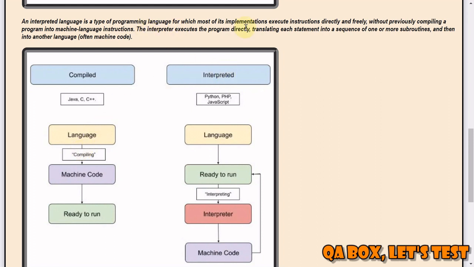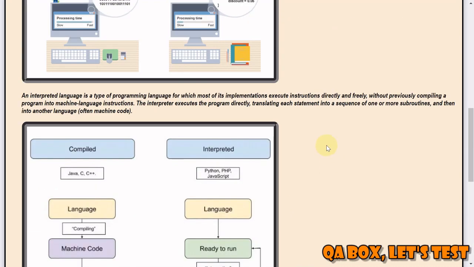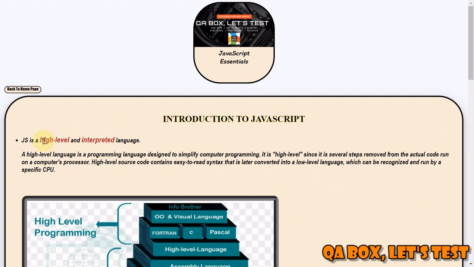All right. So in the definition, we see that without previously compiling a program into machine language instruction, the interpreter executes the program directly, translating each statement into a sequence of one or more subroutines and then into another language, often machine code. All right, something like this. Again, one more diagram to explain this. In the compiled languages, you write a program, you first compile it, distribute it, and then user runs it. But in interpreted, you write a script, you distribute it, users run it, and then each line is interpreted as it's run. Okay. So that's about the definition for JavaScript. It's a high level and interpreted language.